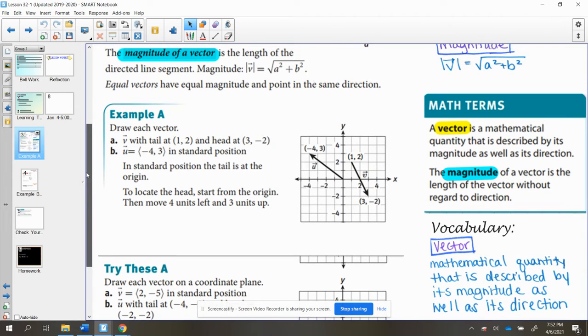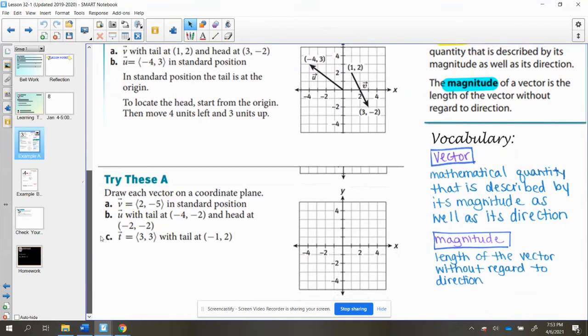Now, vectors are said to be equal if they have the same magnitude and direction. So these would not be equal even if they had the same magnitude because the directions are different. They're not pointing the same way. Then we have some of these that are part of the try these section. We want to draw each of these on the coordinate plane.